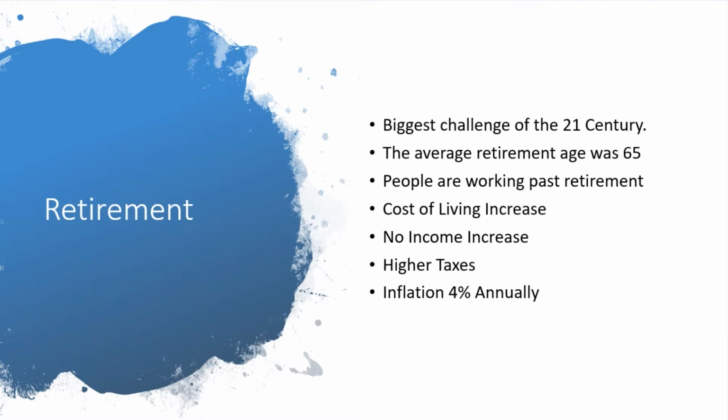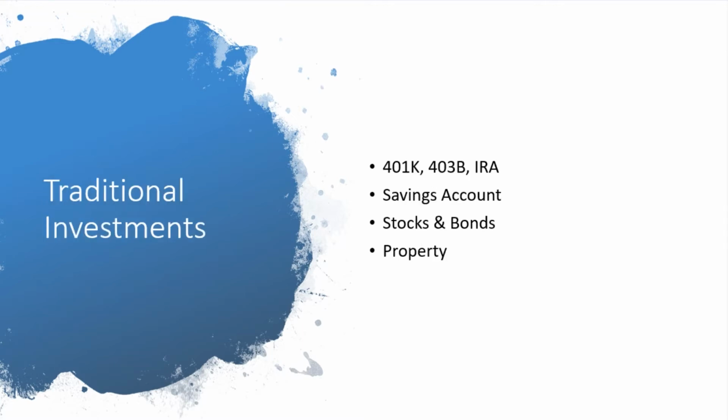Retirement. One of the biggest challenges of the 21st century is being able to have enough money to retire. The average retirement age was 65, but people are finding themselves working past retirement age. Another problem is the cost of living increase with no income increase, higher taxes, and inflation, which depletes your money every single year at an average of 4% per year.